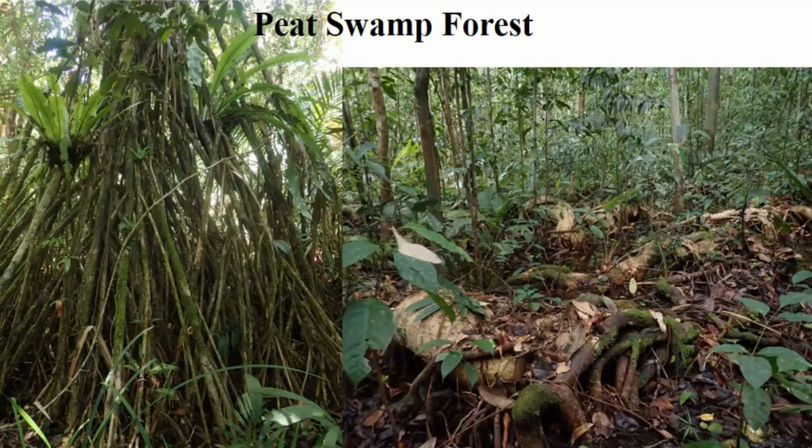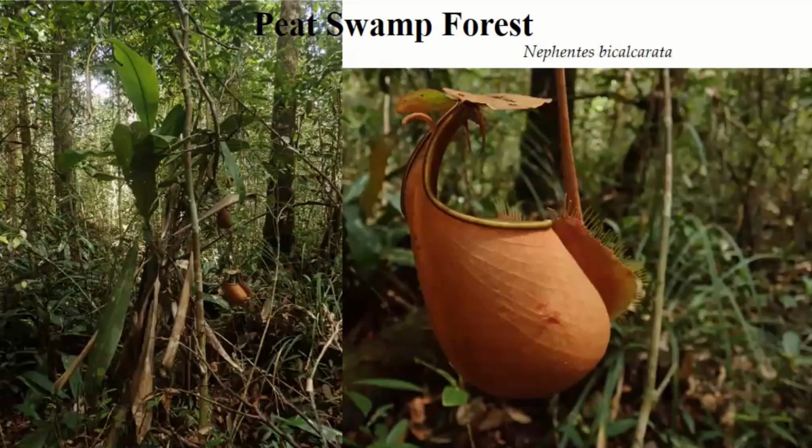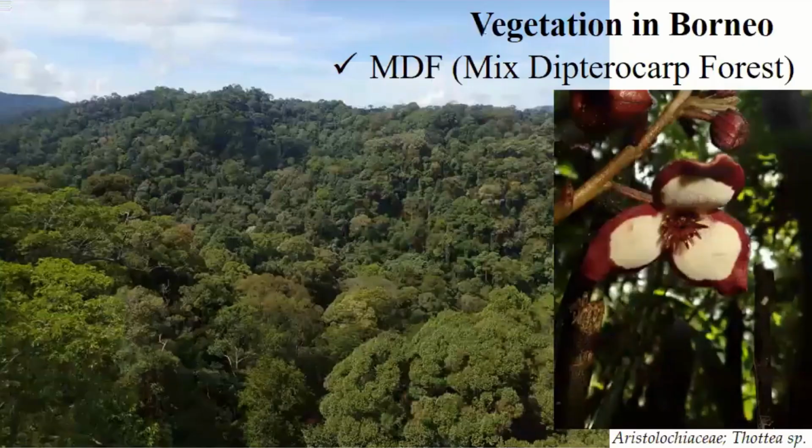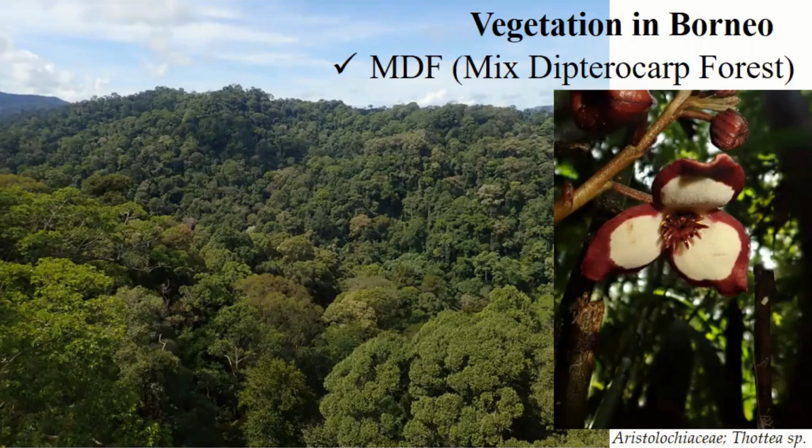and an iconic plant is the Nepenthes bicalcarata, which has these two teeth here, very characteristic, huge plants. And another one, mixed dipterocarp forest. Sometimes you see this beautiful view of a mixed dipterocarp forest. This is a typical view of Borneo. If you have to think about the forests of Borneo, this is it.